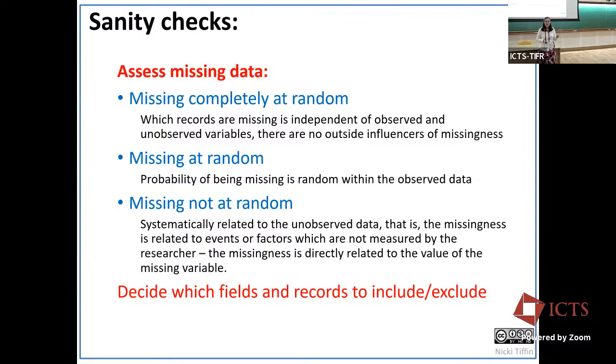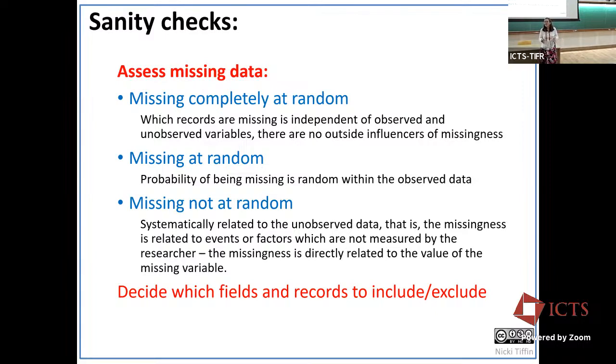But I just want to say there are different categories of missingness. There's missing completely at random, which is actually quite rare, where you can show that the data are truly missing at random. There are no other variables that are pushing whether data are missing or not from certain data points in your data set. There is a possibility of being missing at random, which means that it's random within your observed data set. But missing not at random is when it's systematically related to unobserved data. So the missingness might be related to factors that you can't actually measure in your current data set.